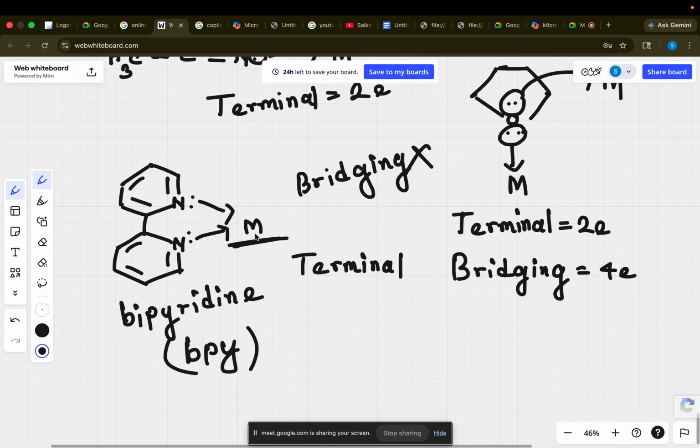So here also it is acting as a terminal ligand and it is donating 4 electrons. So terminal ligands can donate 1 electron, 2 electrons, or 4 electrons. That depends on the nature of the ligand. But what you have to check is how many metal centers are attaching with the ligand. If only one metal center is attaching, then always it will be terminal. If more than one metal center is there, then you can say it is bridging. Clear? Yes, sir. Okay.